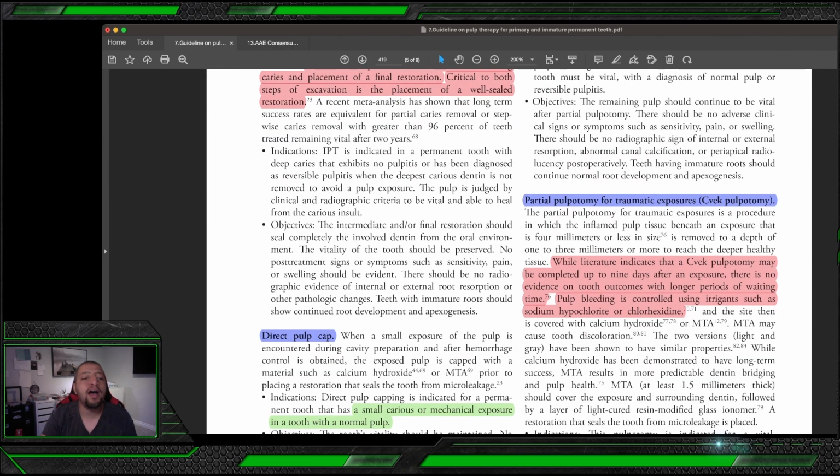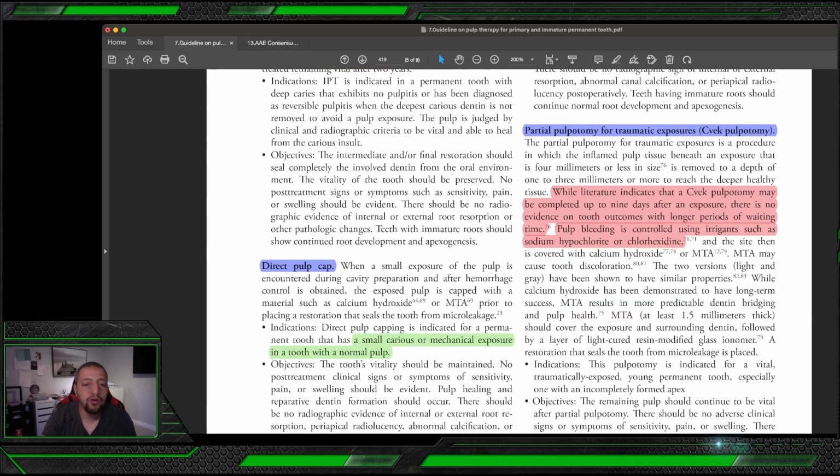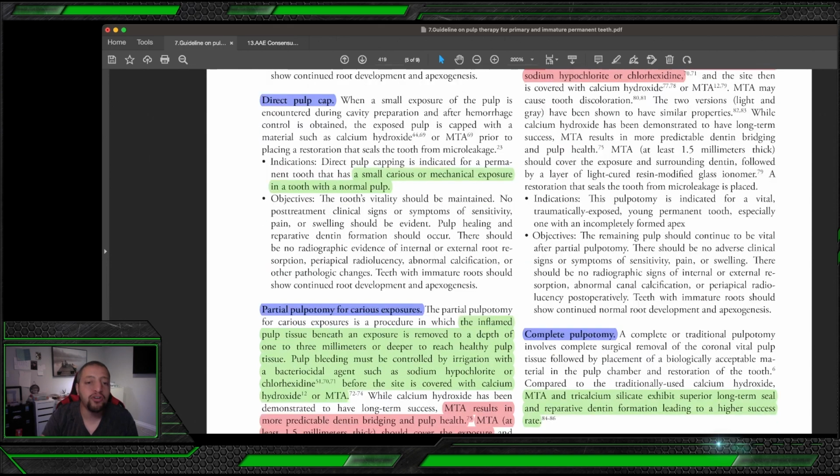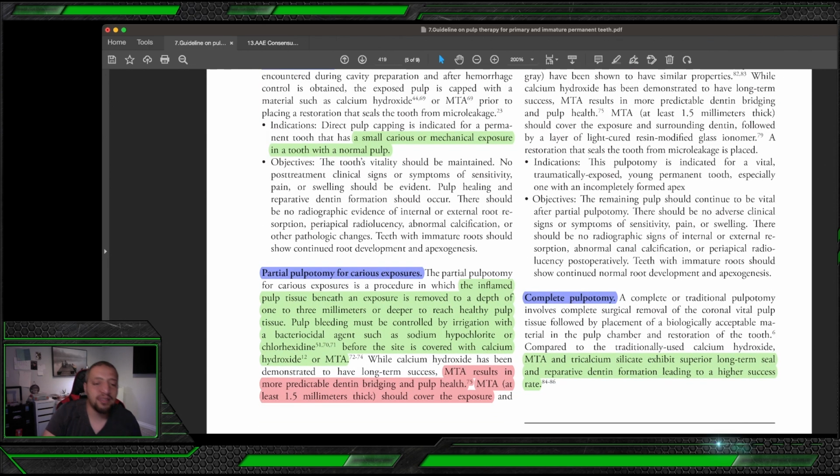Okay, what if you have exposure? So you're going to go to direct pulp cap, and we spoke about this before. Small caries or mechanical exposure in a tooth with a normal pulp, you can do direct pulp capping. And partial pulpotomy for caries exposure. And this is a limited line of treatment and it has specific conditions.